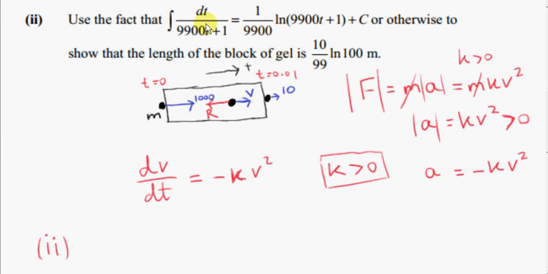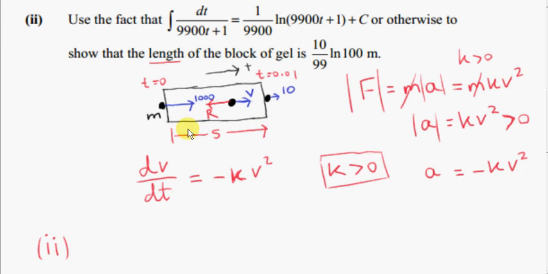Use the fact that this integral here can be written like this. Actually, we covered this type of integral in previous examples, to show that the length of the block of gel is 10 over 99 ln of 100 meters. So to get the length of the block of gel, we have to consider the distance travelled, s, by the mass, or the particle.